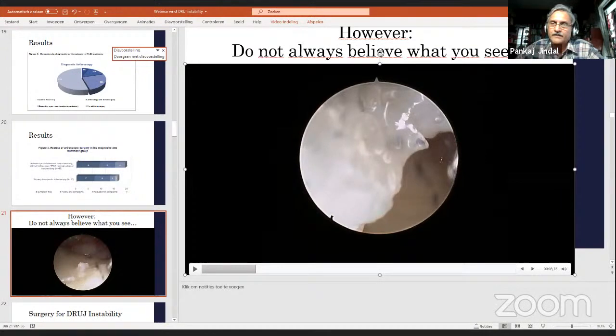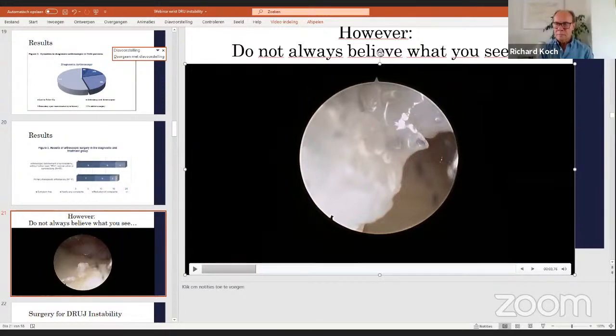But how do you fix it? Do you fix it with a Mitek anchor? No. I just tie it on the shaft of the ulna. I make two holes and tie it on the shaft of the ulna, having a bridge of periosteum there.